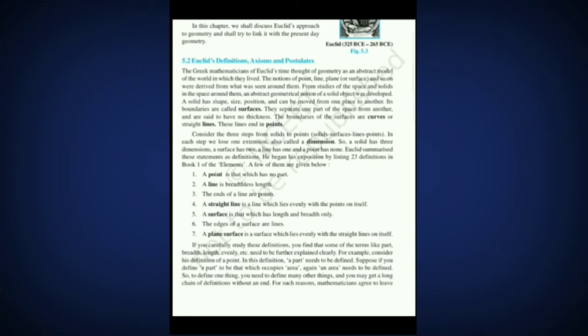What is written here, students? It is written here: consider the three steps from solid to point: solid, surface, lines, points. In each step we lose one extension, also called a dimension. So a solid has three dimensions, a surface has two, a line has one, and a point has none. Okay, it means if you are taking a solid, there will be dimensions, but if you are taking a line, there is also one dimension, but a point does not have any dimension.